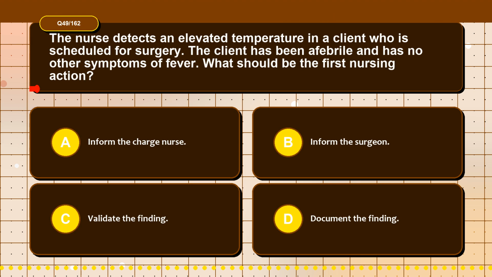Question 49. The nurse detects an elevated temperature in a client who is scheduled for surgery. The client has been afebrile and has no other symptoms of fever. What should be the first nursing action? Here are the options. Option A. Inform the charge nurse. Option B. Inform the surgeon. Option C. Validate the finding. Option D. Document the finding.